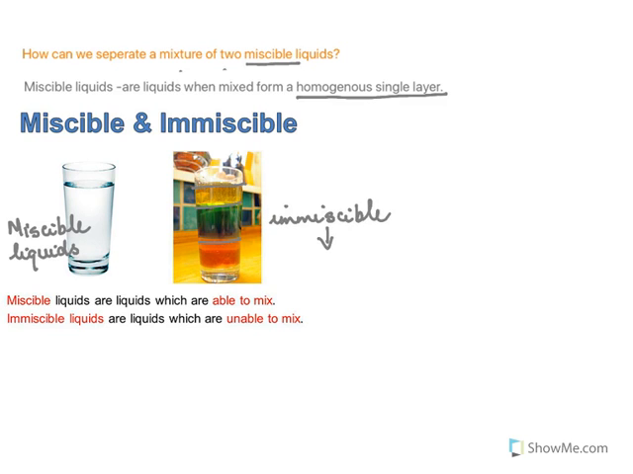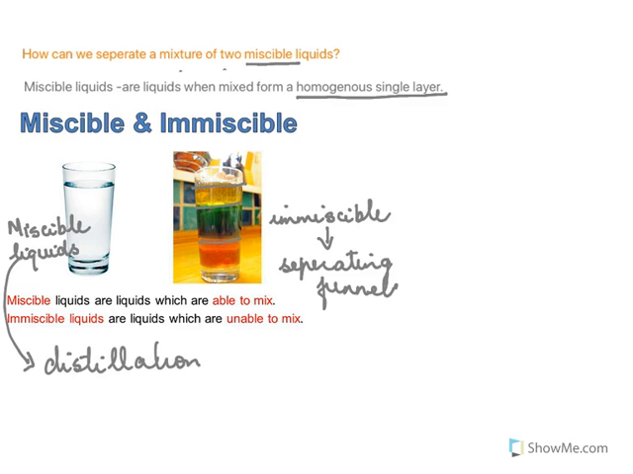We have already seen that immiscible liquids are separated by using the separating funnel. They have different densities, they form different layers, and they are separated from one another using the separating funnel. Today we will learn how to separate miscible liquids. Miscible liquids are separated by a method called distillation. We use this method because in miscible liquids the two components have different boiling points. We use this difference in their boiling point to separate them.